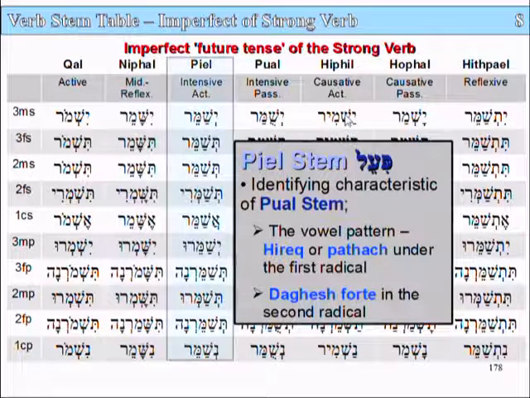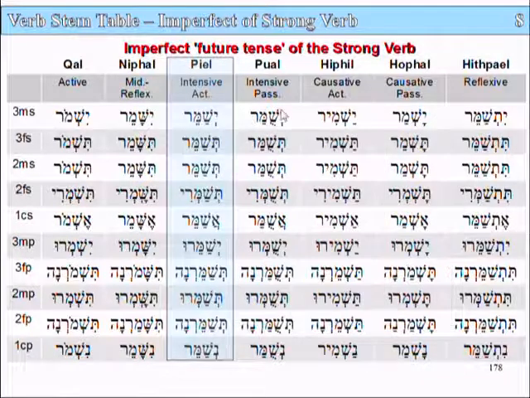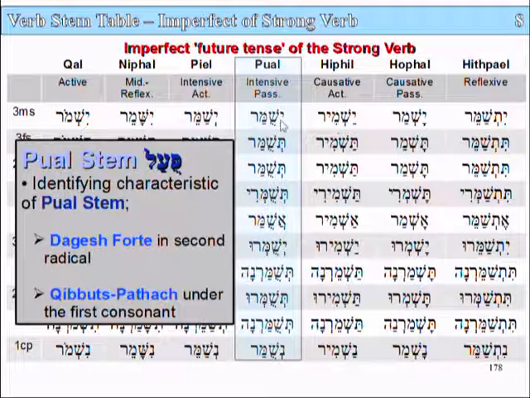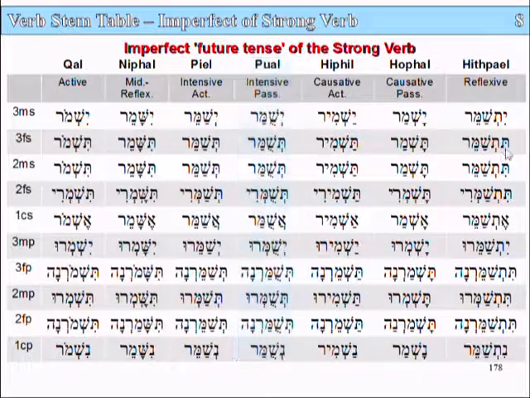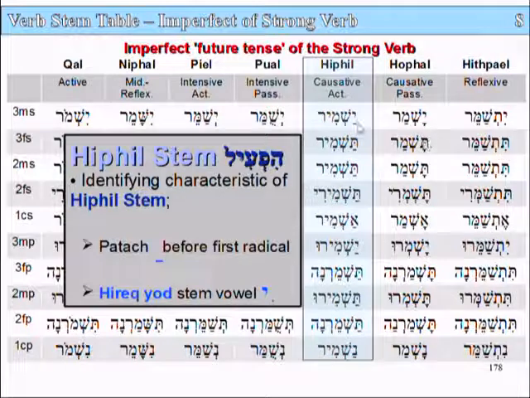And we see the same thing again with the Piel. We simply have the same consonants but different vowels. A petach and a sere and a dagesh in the second radical. The Pual, we have a dagesh forte in the second radical, and a very recognizable kibbutz in the first radical under the shin. The Hifil, we have a petach before the first radical, just here, under the yod or under the tavs, under the aleph and so forth.